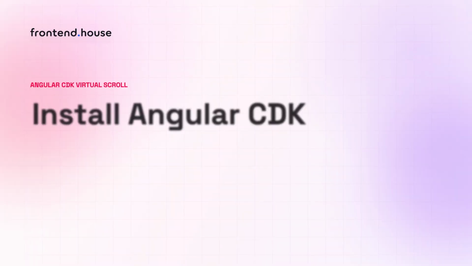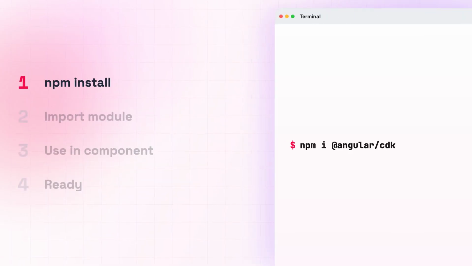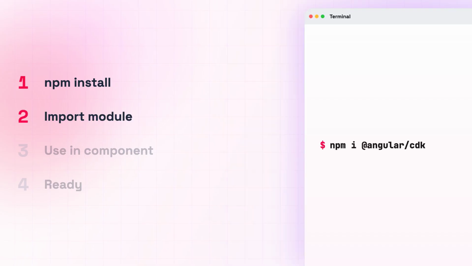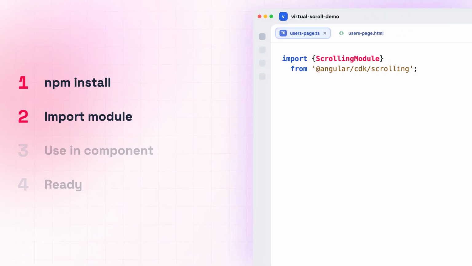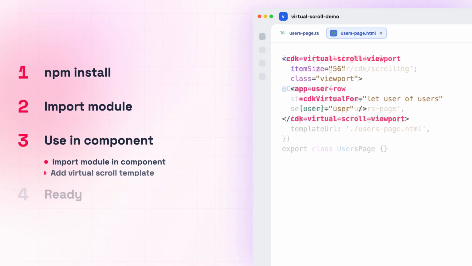Angular Virtual Scrolling is part of the Angular CDK package. First, install the package. Then, import ScrollingModule. In a standalone component, put ScrollingModule in the imports array. In an NgModule application, import it in the module that declares your list component.